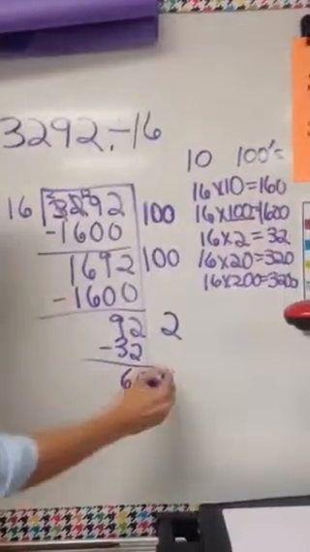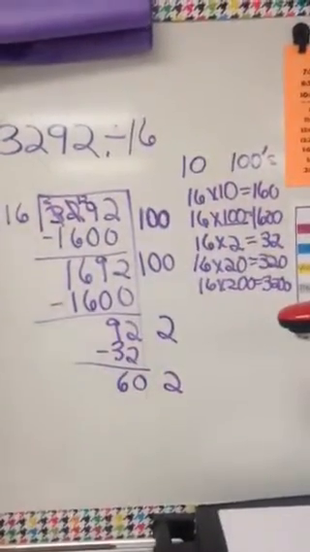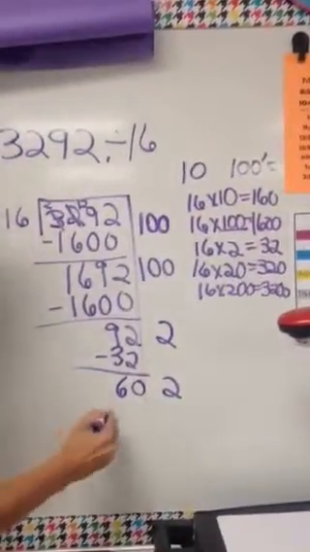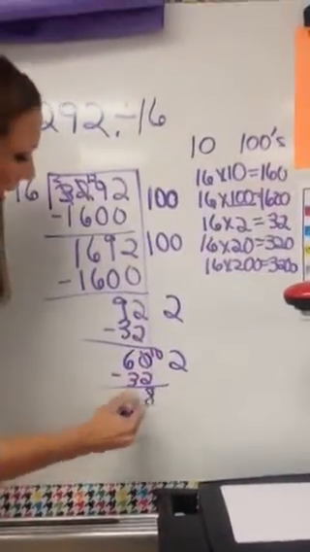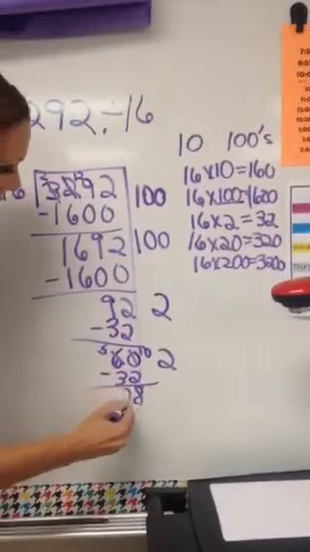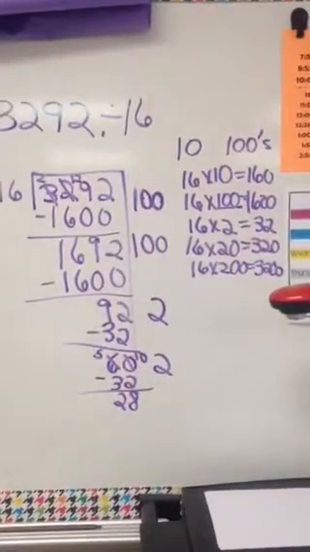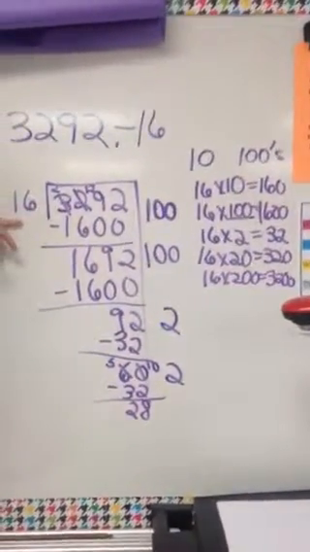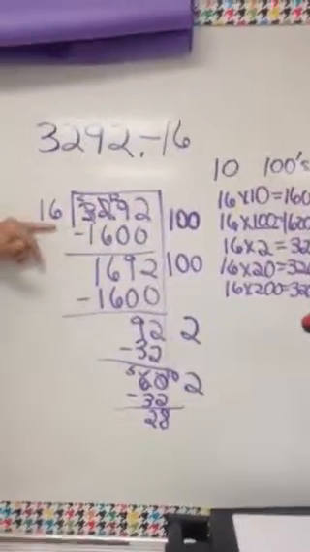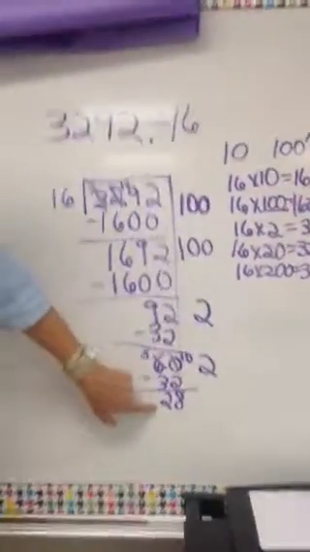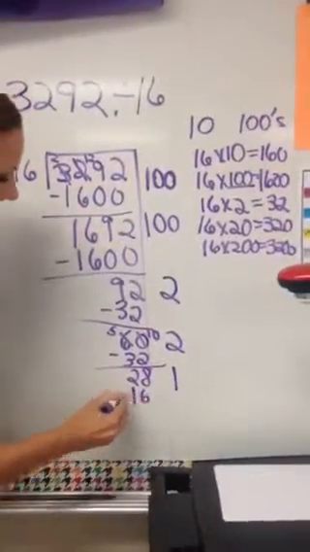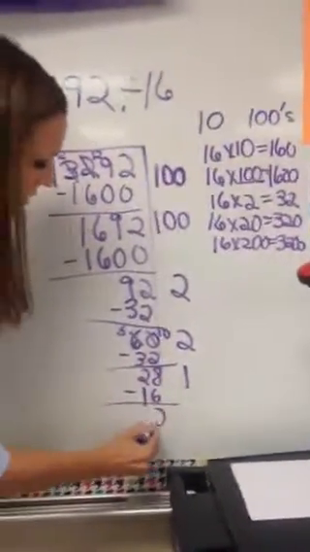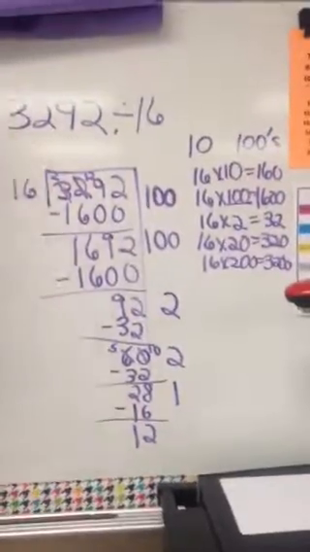I can take out another 2 groups of 16 again, and that's going to be minus 32 again. Borrow, 10 minus 2 is 8, 5 minus 3 is 2. I'm getting very close. Now this time I can't take out 2 groups, because 2 groups of 16 would be greater than what I have left. So I'm only going to be able to take out 1 group of 16. 8 minus 6 is 2. 2 minus 1 is 1.